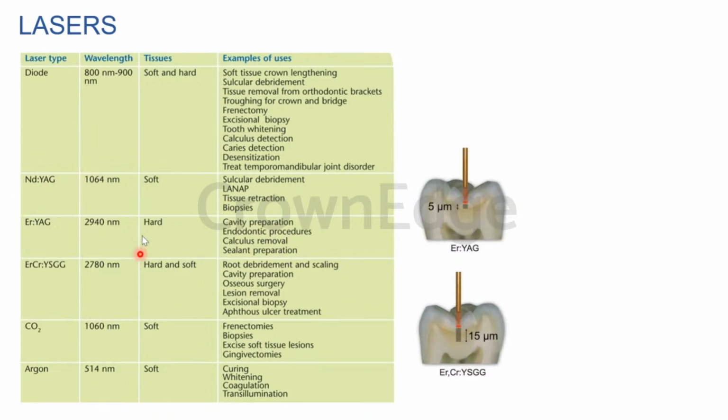We have the erbium family lasers, which are used for cavity preparation, for calculus removal, for endodontic procedures, for sealant preparation, for osseous surgeries, for aphthous ulcer treatment, for cavity preparation and root debridement and scaling. You can even use them for your cavity disinfection and for pulp capping procedures. We have carbon dioxide lasers, which are used for soft tissues again, and argon for soft tissues.